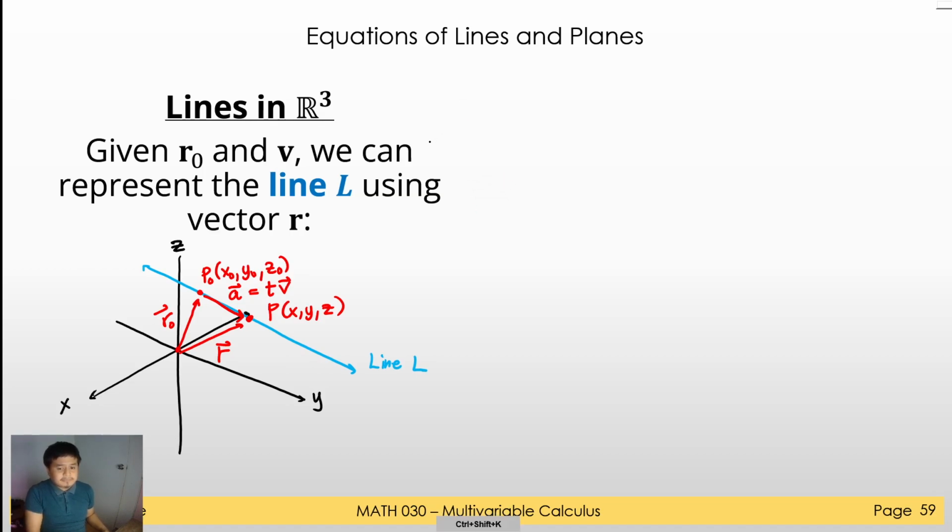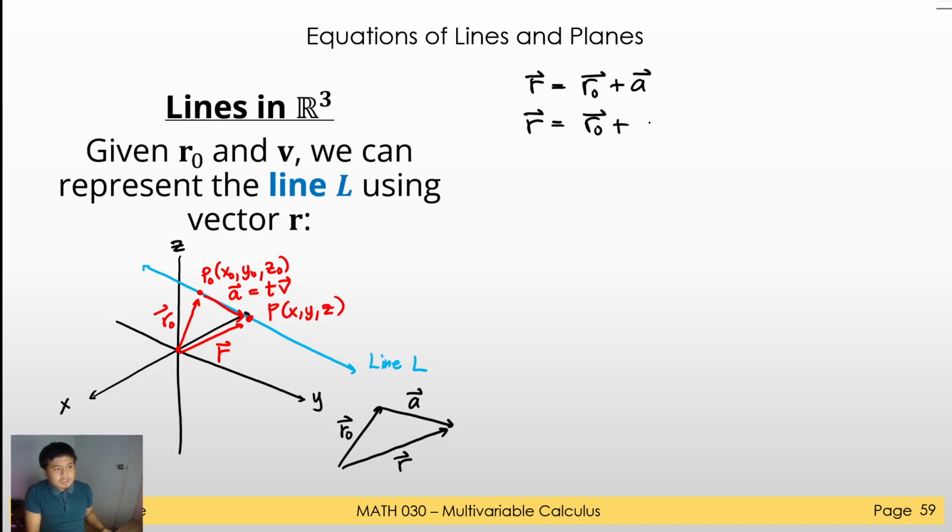To simplify this again, we have the R sub 0 vector, and then we have this A vector, and the sum of these two vectors is called the R vector. Therefore, the equation that represents this line is R vector equals R sub 0 vector plus A vector. And we can tune, we have the knob, which is T, which is actually called the parameter, to vary this A. So we have R is equal to R sub 0 plus T times the vector V.